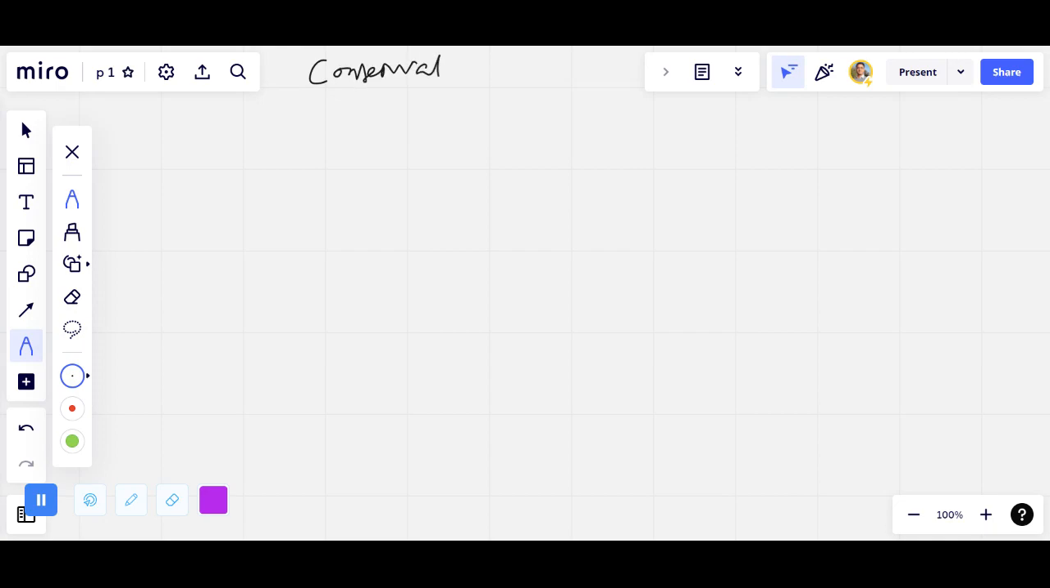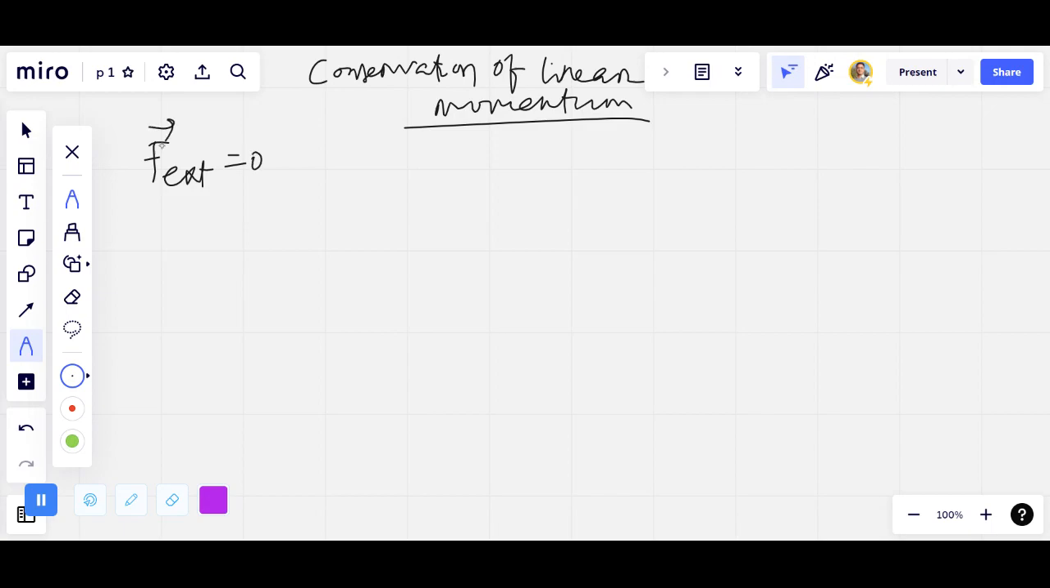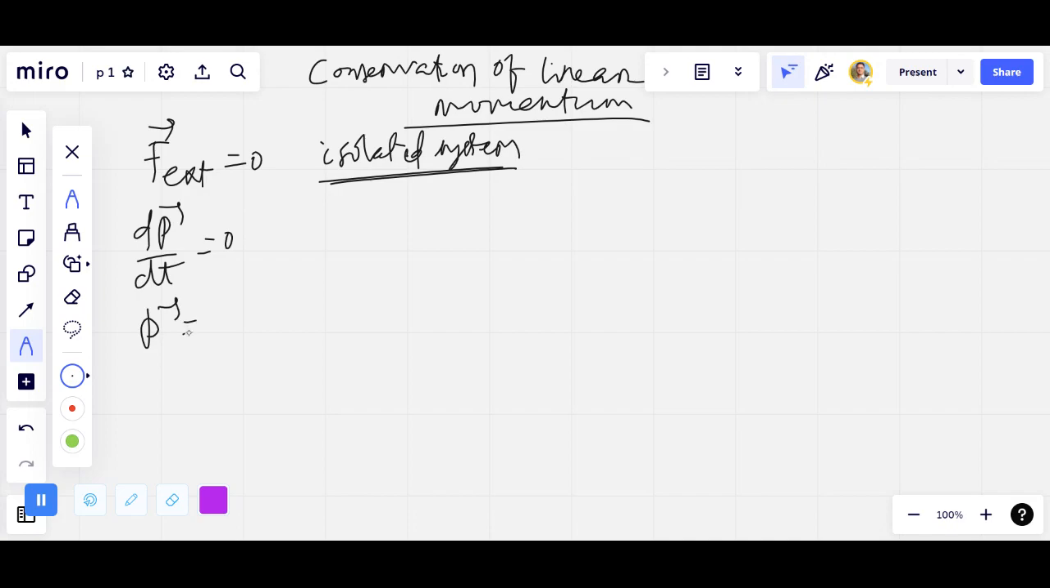So, conservation of linear momentum. For an isolated system, external force applied is zero. So the rate of change of momentum, dp by dt, equals 0. So P is constant. Momentum is conserved because the derivative of a constant quantity is 0. So for an isolated system, momentum is conserved.